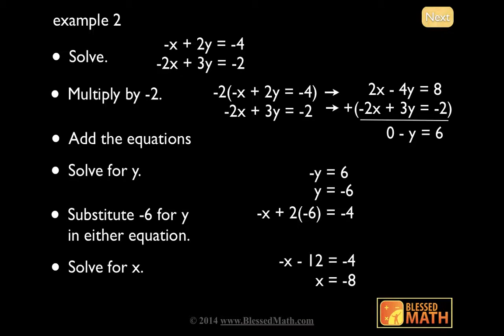When we add 12 to both sides, we get negative x is equal to 8, in which case we have to divide by negative 1 or multiply by negative 1 to get x is equal to negative 8. So we say the point negative 8, negative 6 is the solution of the system.